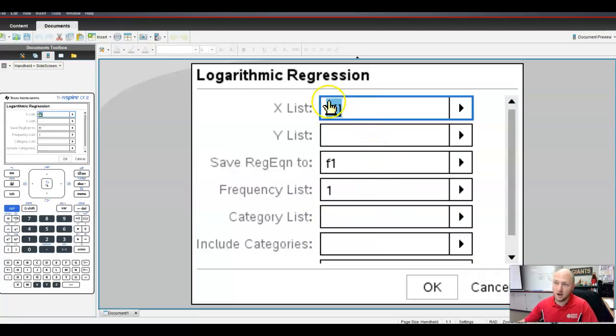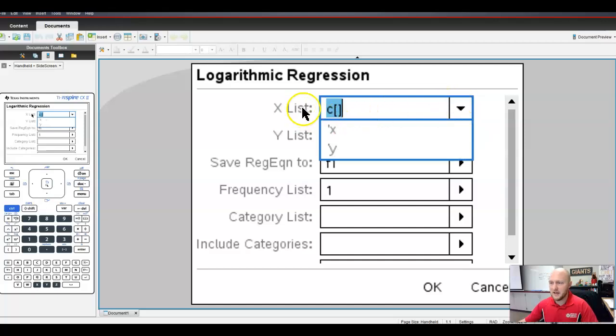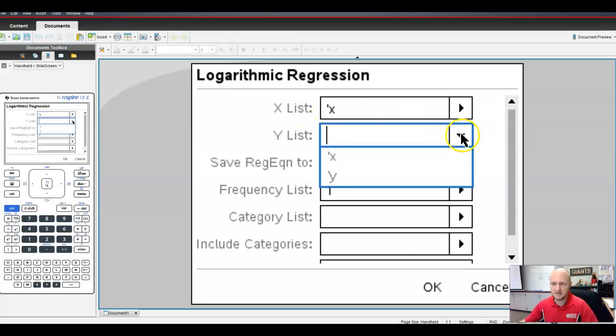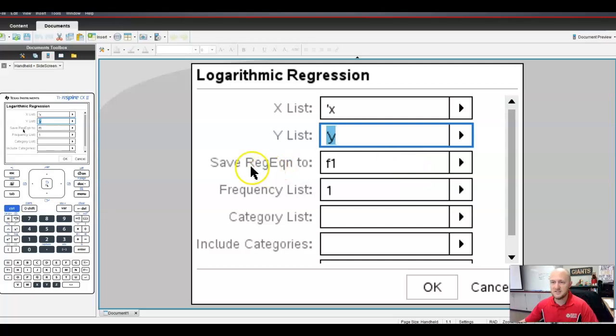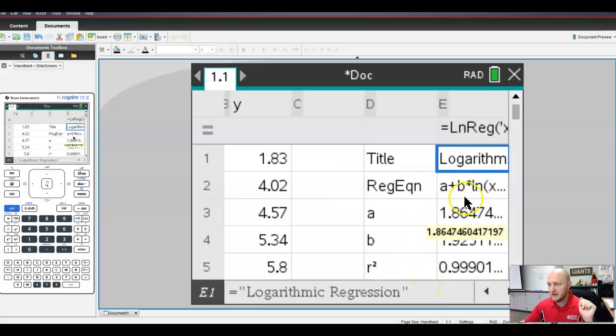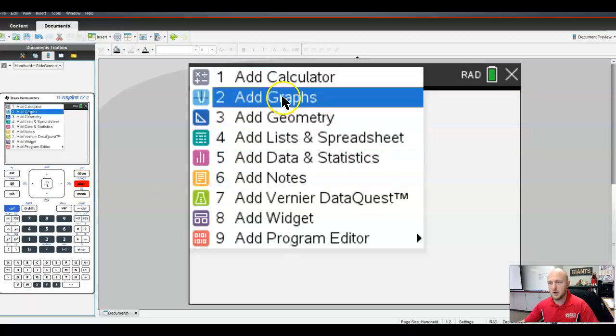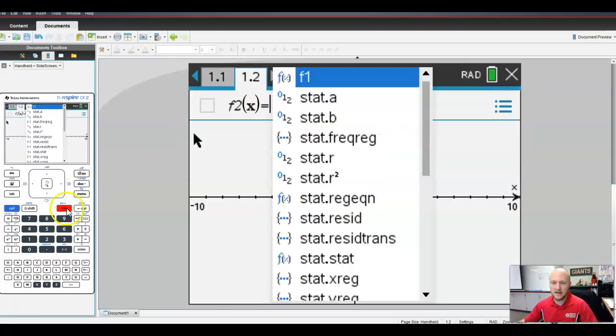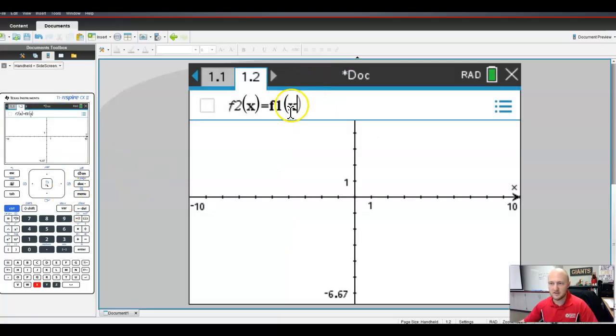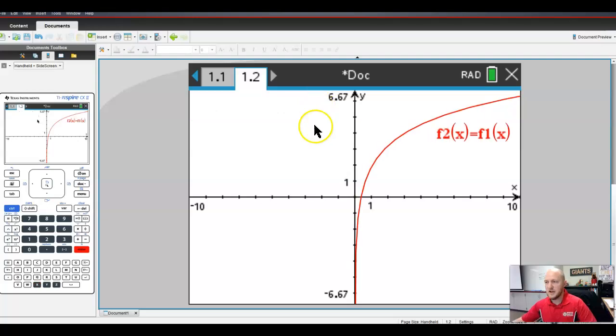What you have to tell your logarithmic regression is that I want my X list to be X, what I titled X, my Y list to be Y, and then it says save the regression to, and that will save your regression, kind of like what we did in Desmos, to this function, f1. Okay. And here are your values, and if you add a graph, I can graph that function. So VAR, I have my function right here, f1 of x. There's my regression equation, and it will graph it.